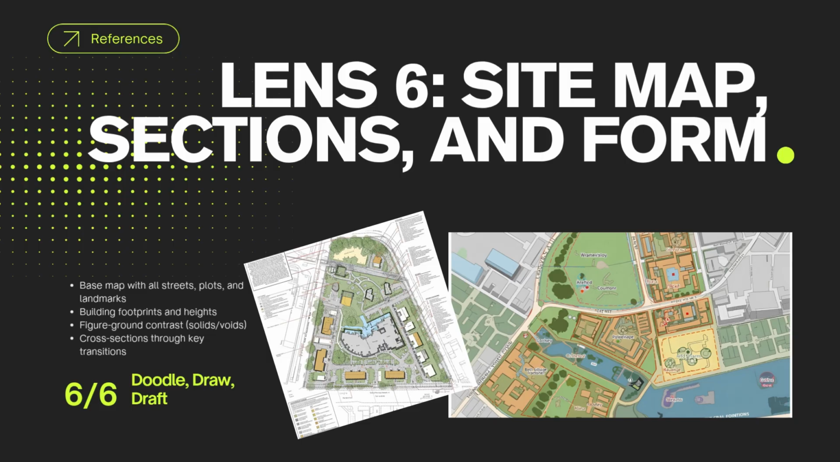A figure ground map helps you see the city's rhythm, solids and building forms, voids and breathing spaces. When you compare the two, you understand proportion, enclosure, and density, the backbone of urban design decisions.